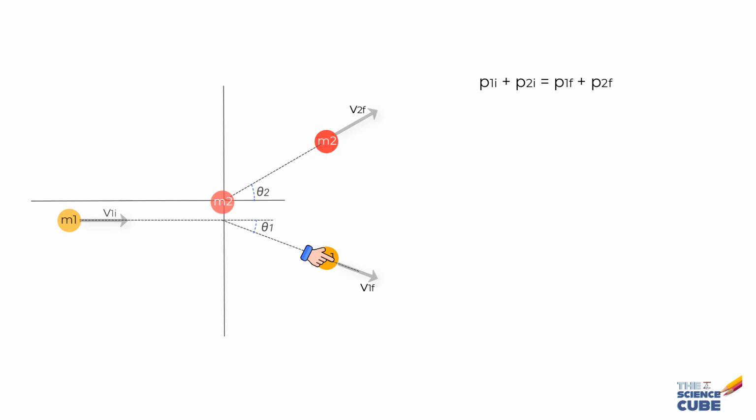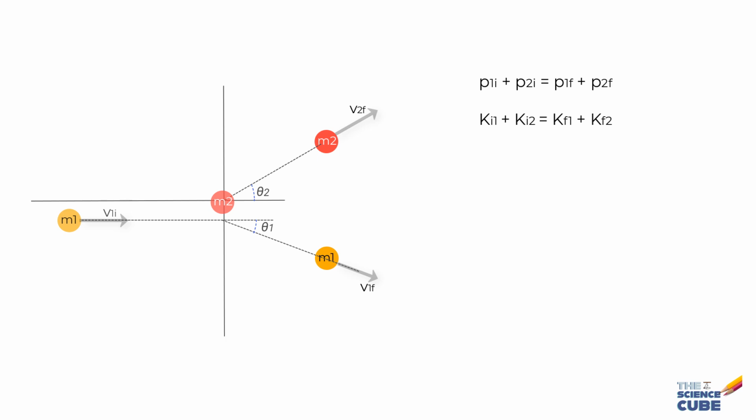That is P1 initial plus P2 initial is equal to P1 final plus P2 final. And if the collision is elastic, the total kinetic energy is also conserved. But in 2-dimensional motion, what is often more useful is the component analysis of this equation, that is, writing it in terms of x and y components.